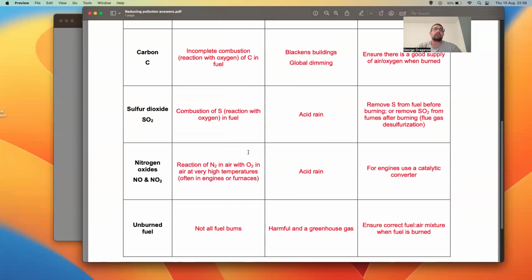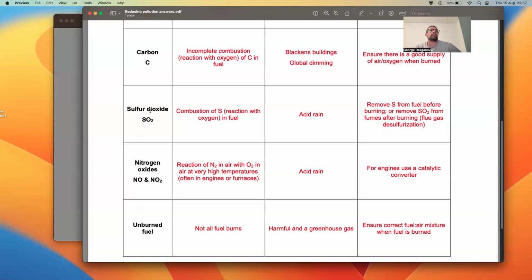Then we have these unburned fuels as well. So not all the fuel burns, so it just comes out of the car. So that is harmful, and can be a greenhouse gas. Ensure correct fuel to air mixture. So make sure there's enough air to fuel ratio. That's not really much to worry about.